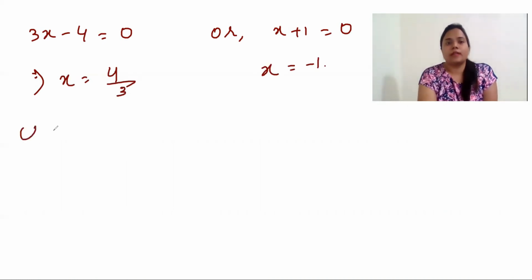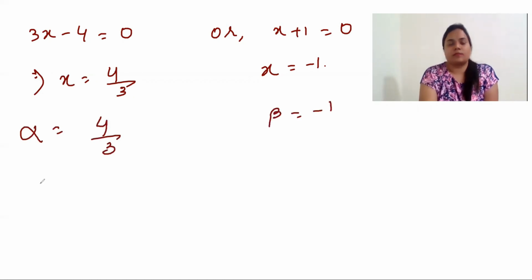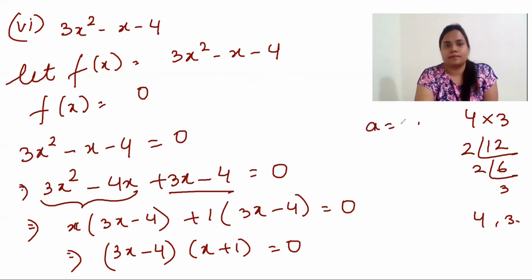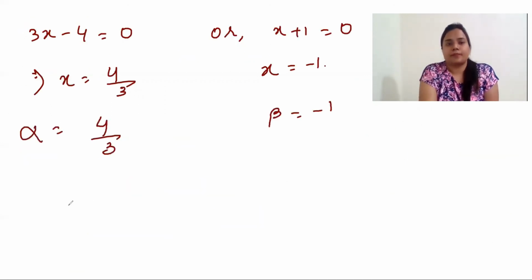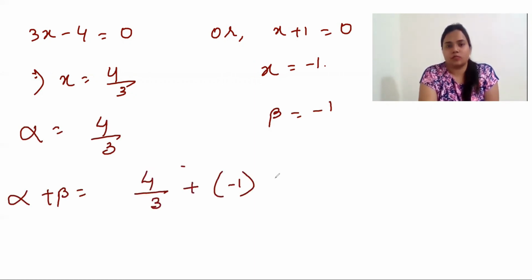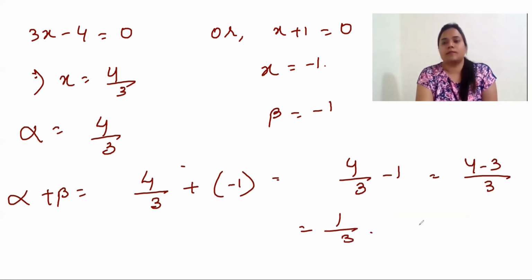So alpha is 4 by 3 and beta is minus 1. And our A is 3, B is minus 1 and C is minus 4. So alpha plus beta is equal to 4 by 3 plus minus 1. This is equal to 4 by 3 minus 1. This is equal to 4 minus 3 by 3. That is 1 by 3.